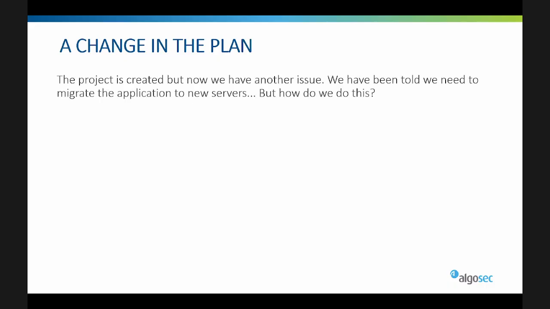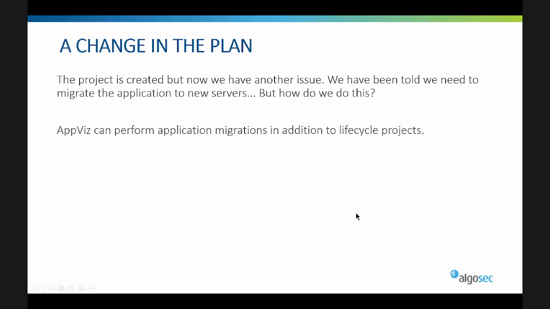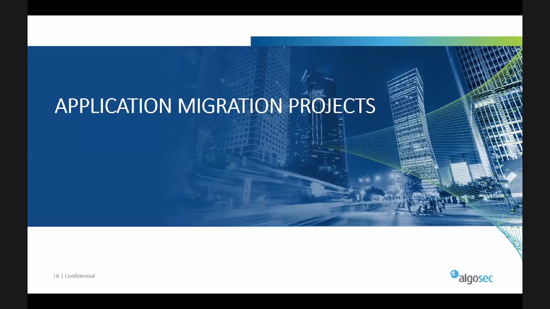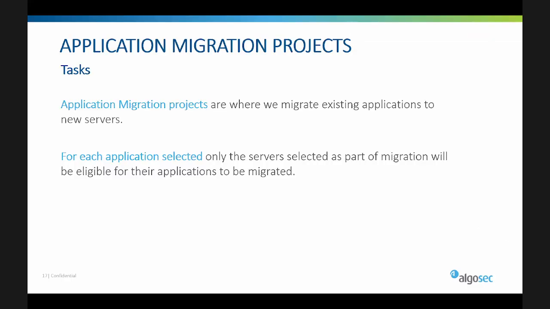Okay, so we've created the project, but we've got something else. We've been told we need to migrate the application to new servers. How do we do that? So we can also do application migrations. We just saw a life cycle migration. Now I'm talking about moving an application from, I don't know, an on-prem server to AWS, let's say. So we'll use an application migration project for that.